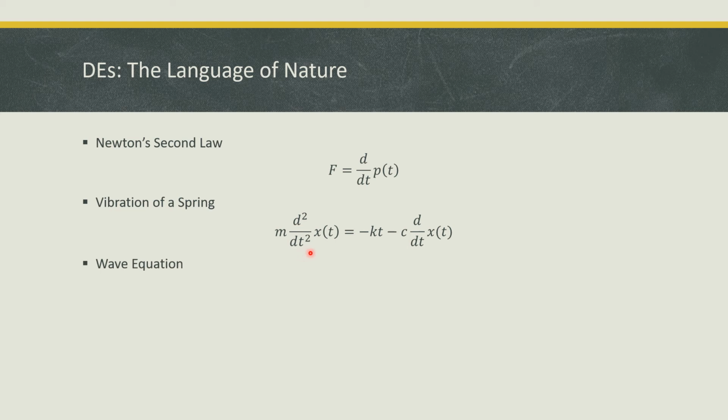Then here we have the wave equation. So we see that it has partial derivatives. It contains partial derivatives here and here. And again, it is of order 2. And therefore, this is a second-order differential equation, and to be more specific, a second-order partial differential equation.